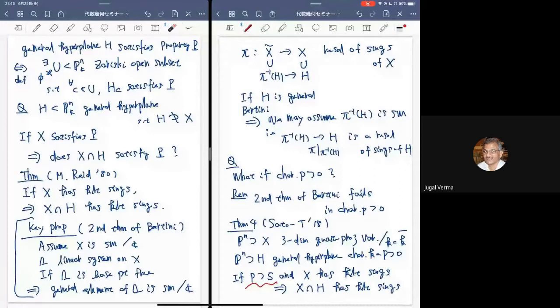In dimension 4 or 5, we don't have a resolution of singularity. Then the problem is, yeah, I don't know how to attack this problem. Okay.